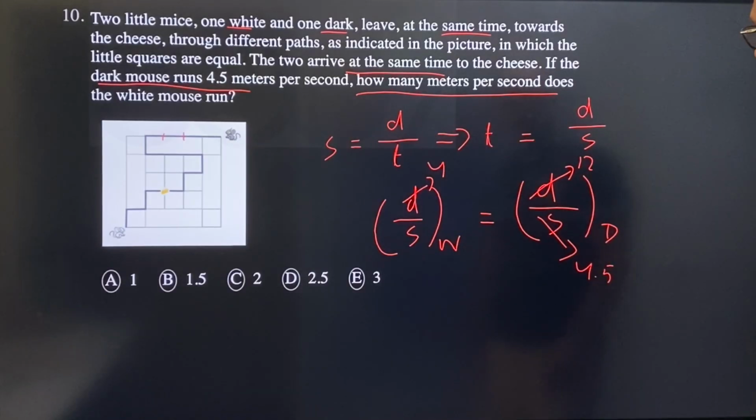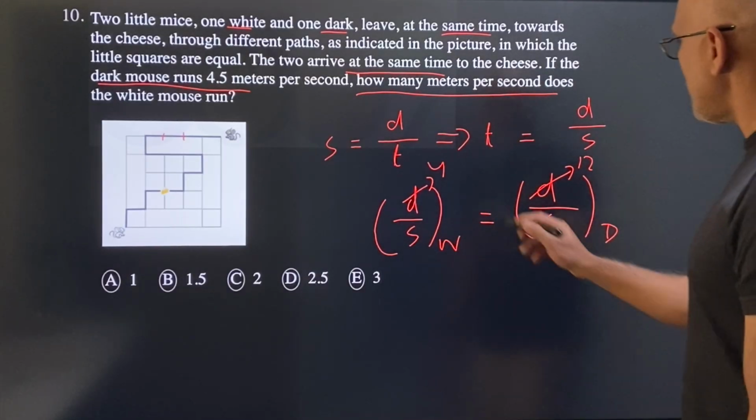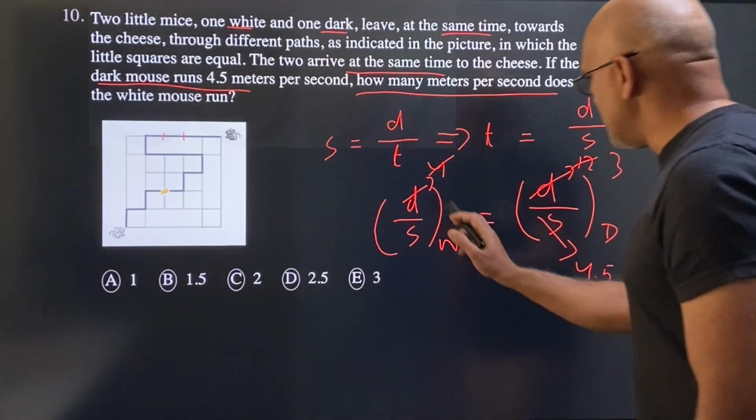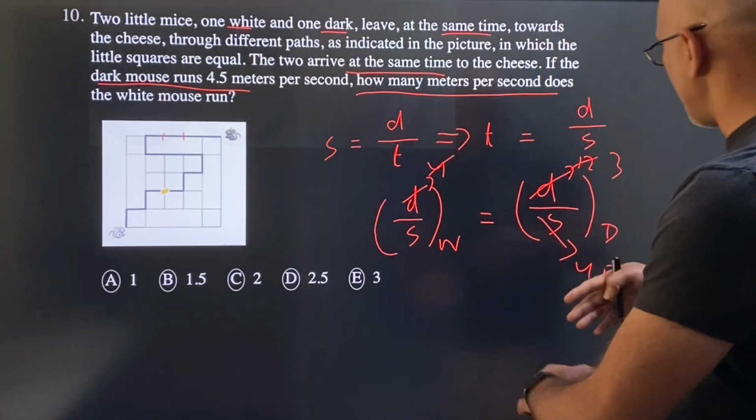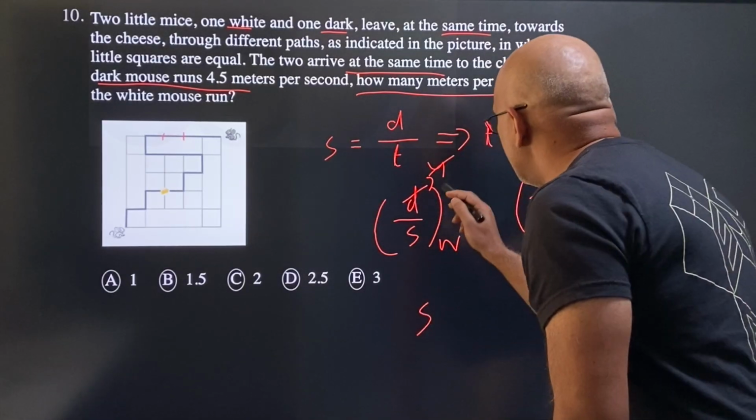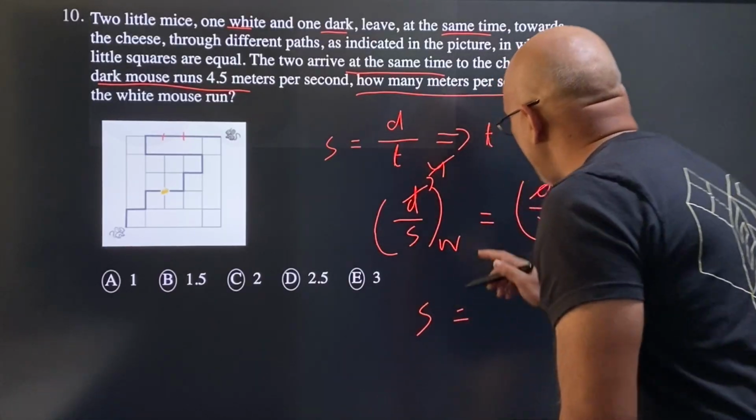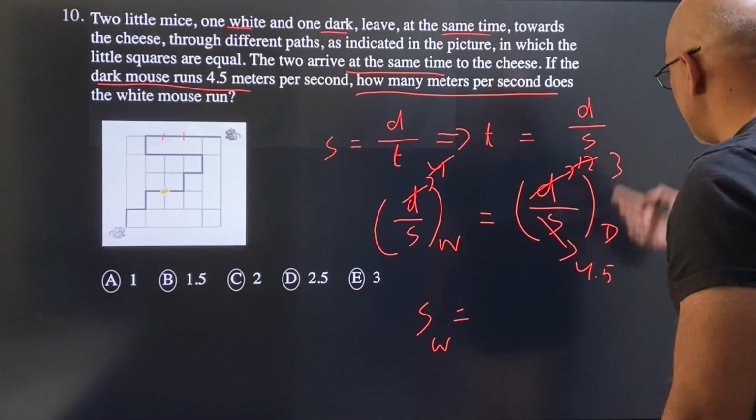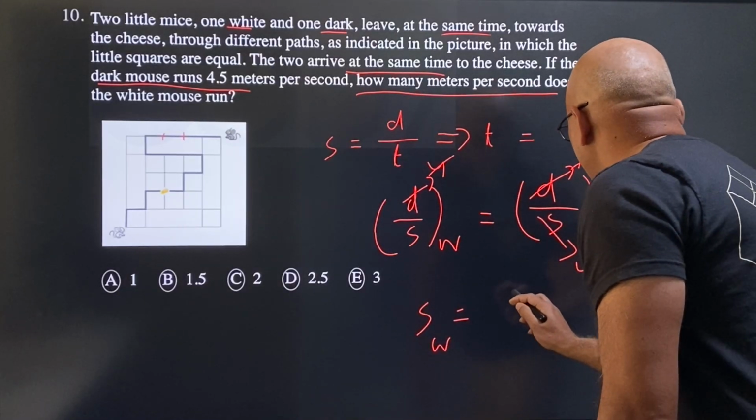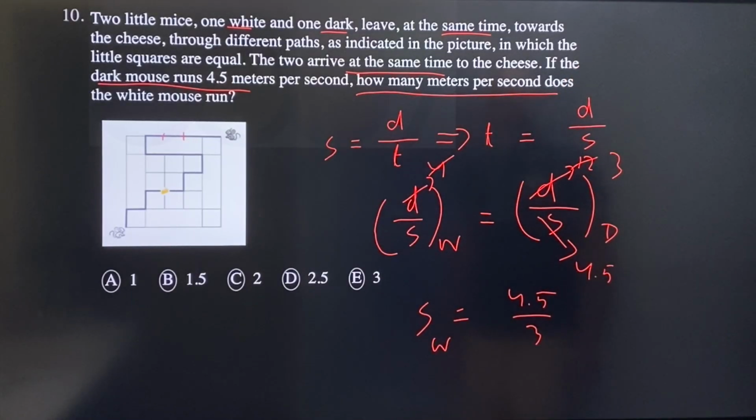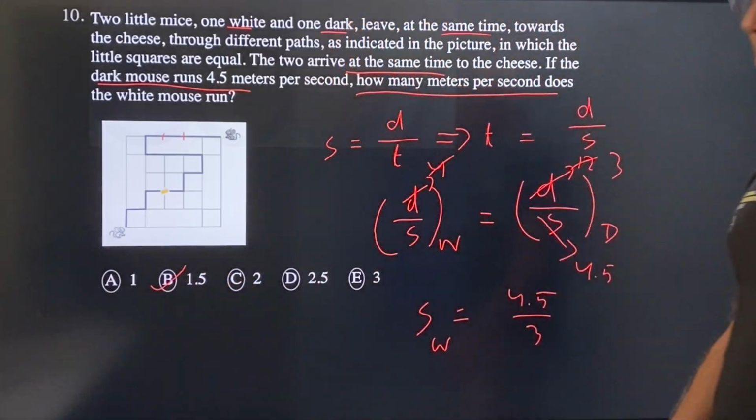Okay, so what is this number? So this 4 times 3 is 12. So here, if I flip everything, the speed for the white mouse is going to be, if I flip this, 4.5 divided by 3, so that is going to be 1.5. B is the correct choice.